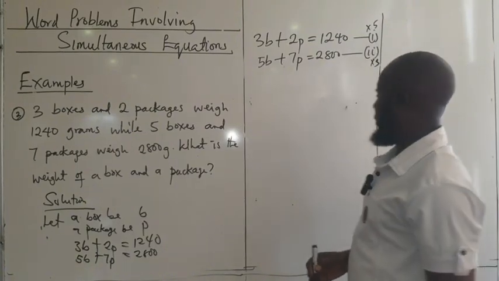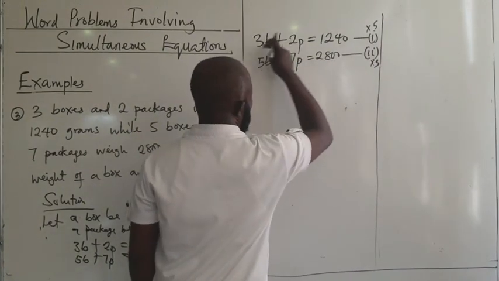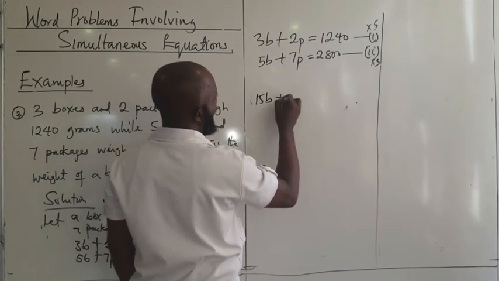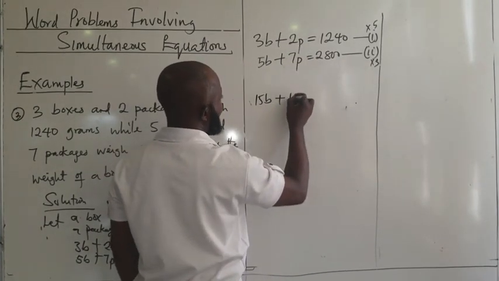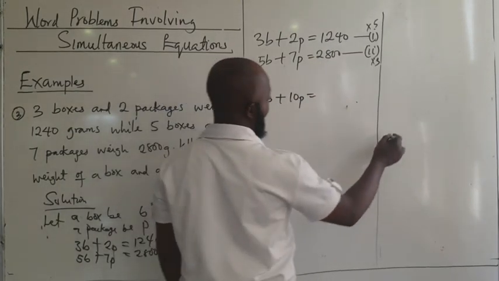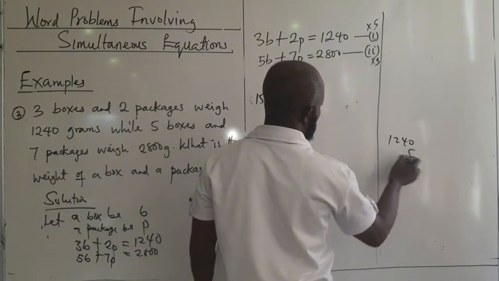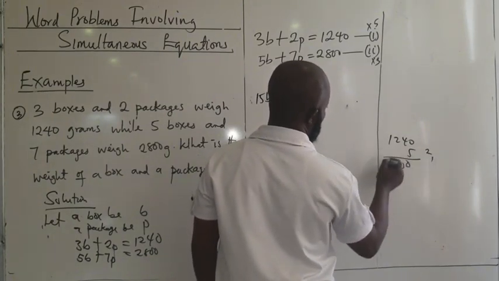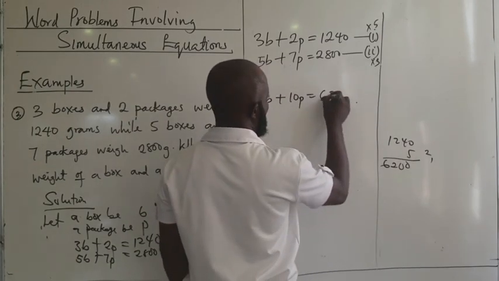By 3. So that means 5 times everything here: 5 times 3 is going to give us 15B, plus 5 times 2 is going to give us 10P, equals 5 times this. So 5 times this, 1,240 times 5, that is 6,200.